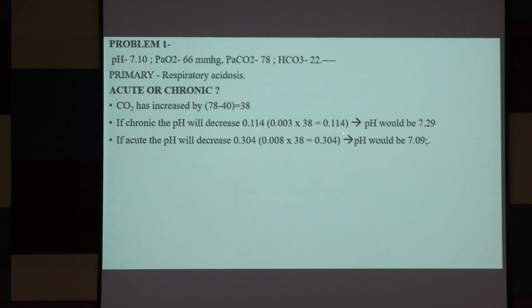0.114, তাই তো? 0.114 হবে। তাহলে পিএইচ কি কত থাকতে হবে? 7 পয়েন্ট কত? কত হতে হবে? আরে 7.1টাকে তুই ধরছিস কেন? তুই এটাকে মাথা থেকে বার কর। 7.4 ইজ দ্য নর্মাল পিএইচ। তো 7.4 মাইনাস 0.114, তার মানে কত হবে?